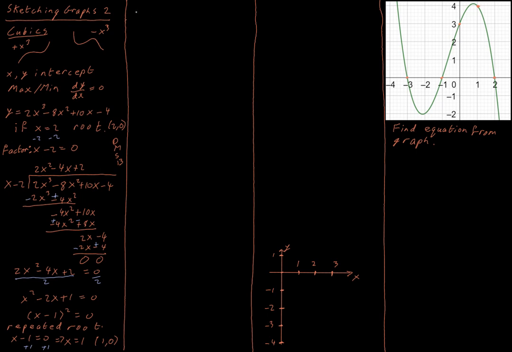Now let's get our y-intercept. So when we cross the y-axis, we know that x is equal to 0. All along our y-axis line, x is equal to 0. So we just sub in x is equal to 0 into our original cubic. I'll write that in. So when we sub in x is equal to 0, we end up with y is equal to minus 4. So (0, minus 4) is on our line.